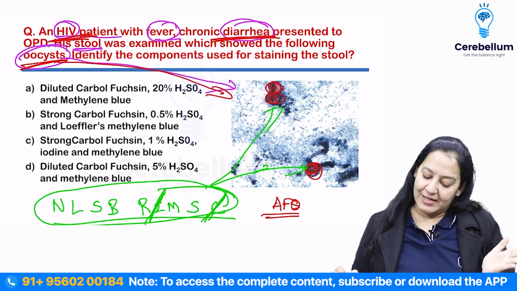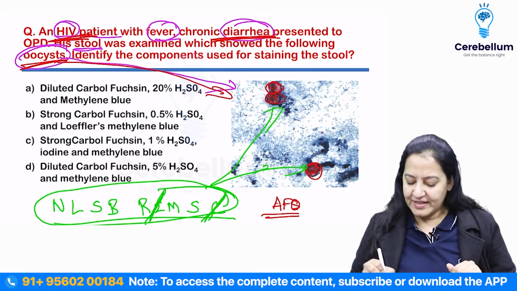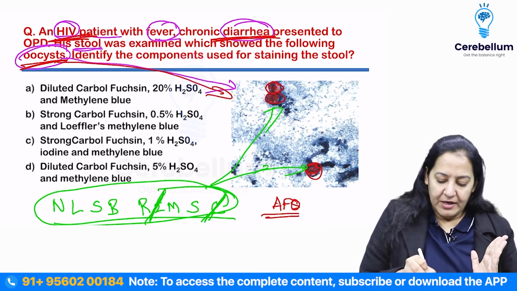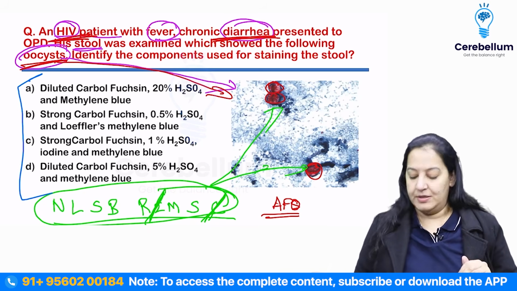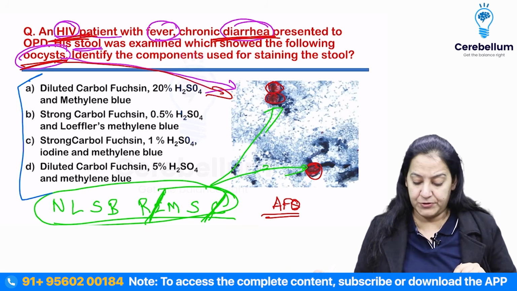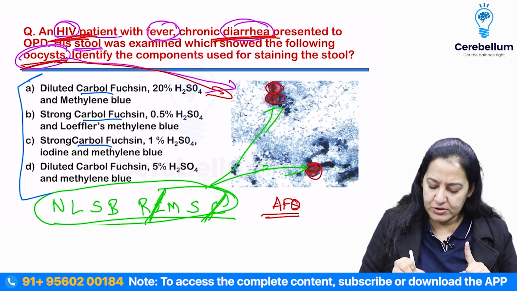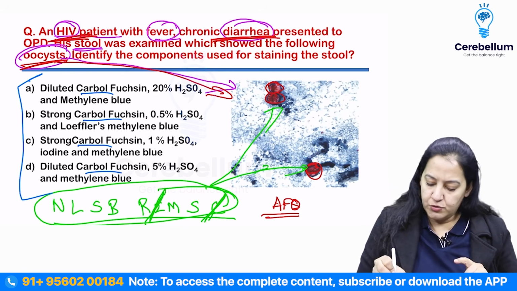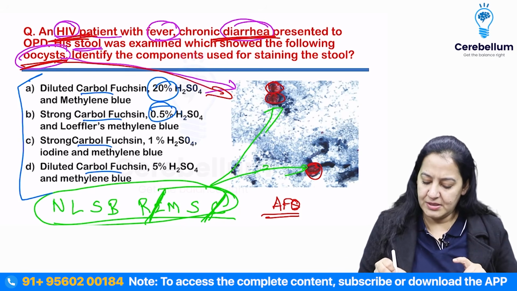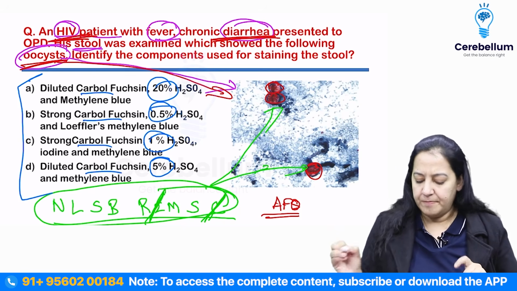So the answer is Isospora or Cryptosporidium. But what does the examiner want to ask us? The examiner wants to ask us the primary stain. For the oocysts of Isospora and Cryptosporidium, all of them use diluted carbol fuchsin, or strong carbol fuchsin. So is it 20%? Is it 0.5%? Is it 1% or 5%?